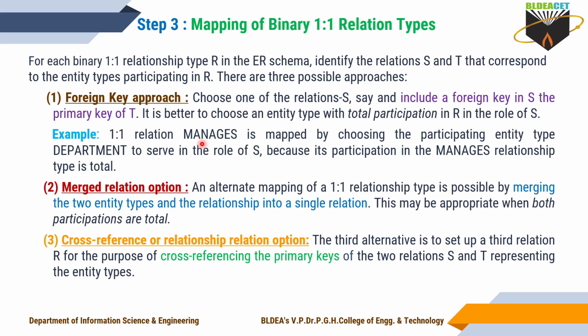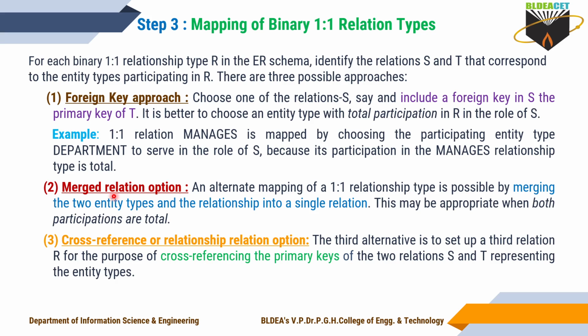A 1:1 relation comes under the manager relationship. How are you mapping it? In the department, the manager SSN plays the role of the manager, so that manager SSN is the foreign key, whereas in the employee table, SSN is the primary key. That primary key you include in the department as a foreign key. This is what we call the foreign key approach.